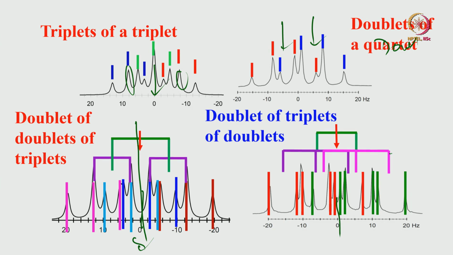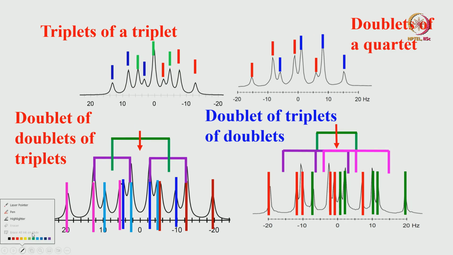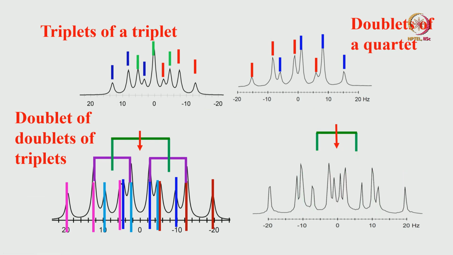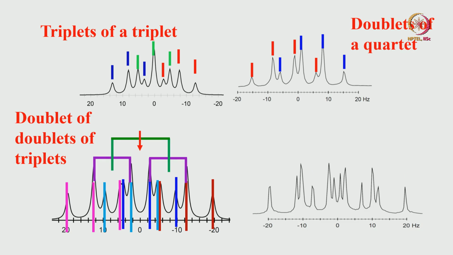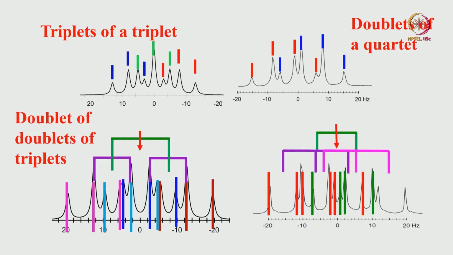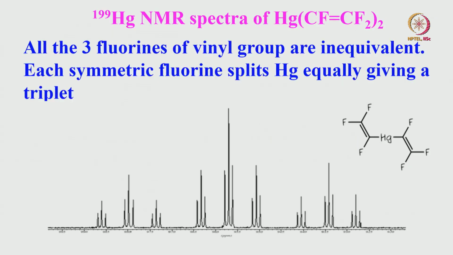See, look, the pattern is completely different. If you carefully see here, the pattern is completely different. See, everything is erased. Now look at the pattern, the pattern is completely different here. This pattern and this pattern, see, completely different. So, doublet of triplet and doublet of doublets makes a lot of difference, especially in the appearance of the spectrum.